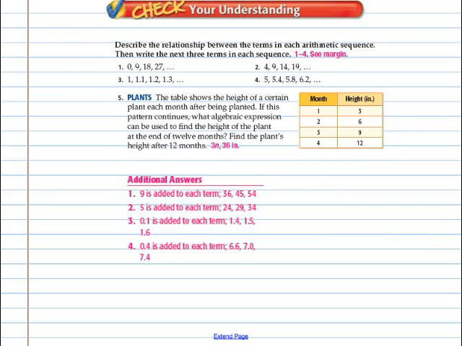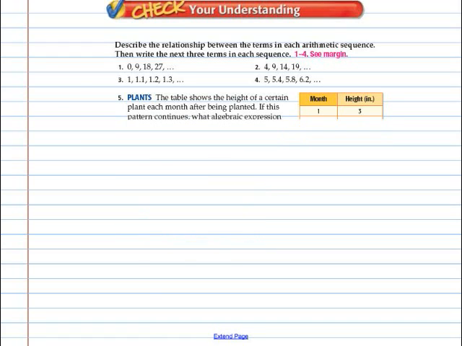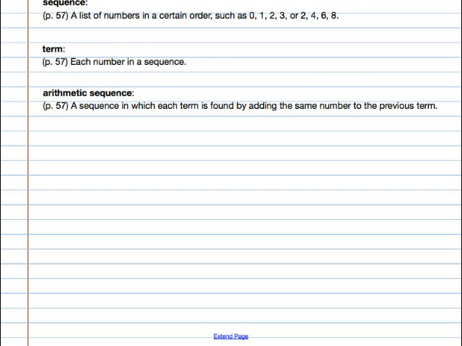Here are your answers to all those questions. If you want to go back and check them, rework them. Here is your vocabulary for this lesson: sequence, term, and arithmetic sequence. You're expected to know these, so memorize them. You'll be evaluated at some point during the chapter. You'll be expected to know them.